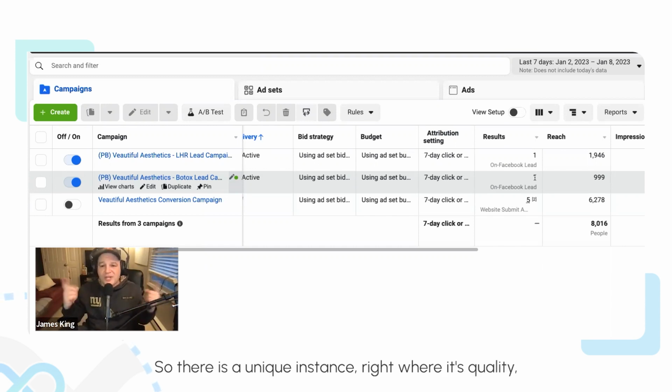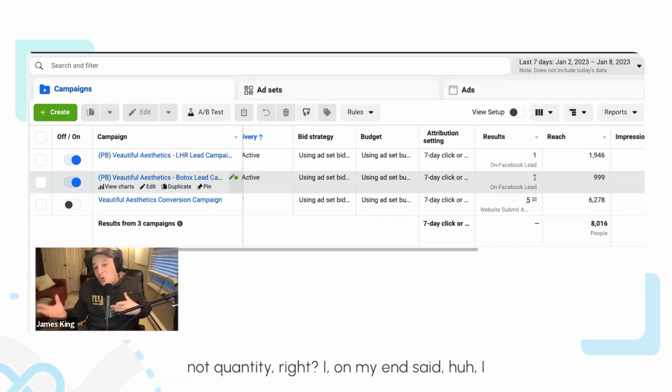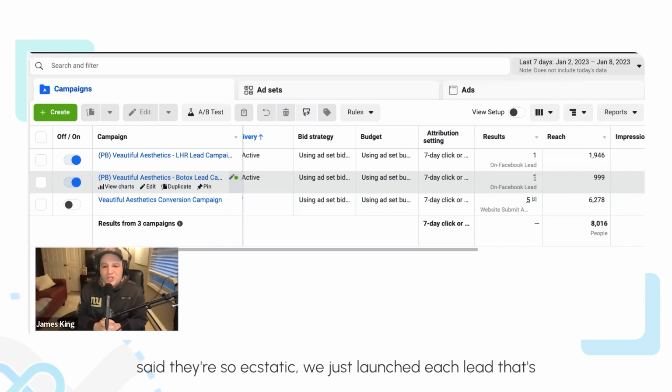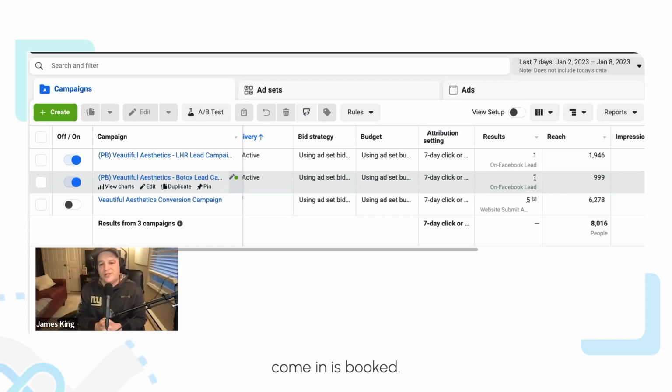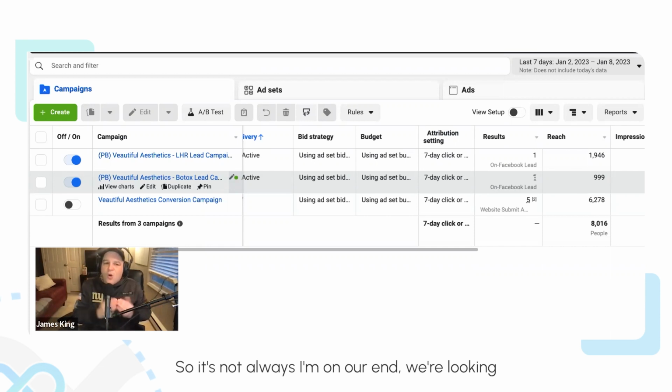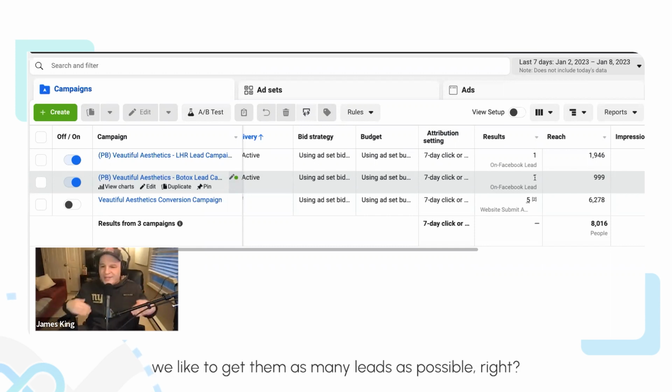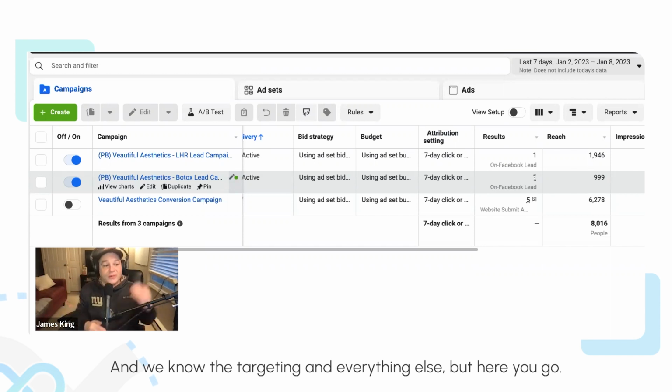So there is a unique instance, right, where it's quality, not quantity. On my end, I said, oh, I need more leads. But on the account manager's end, she said they're so ecstatic. We just launched. Each lead that's come in is booked. So it can go either way, right? On our end, we're looking for quantity and quality, but initially when someone gets started, we like to get them as many leads as possible, right? And we know the targeting and everything else, but here you go.